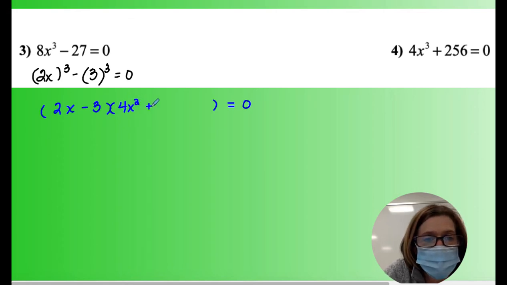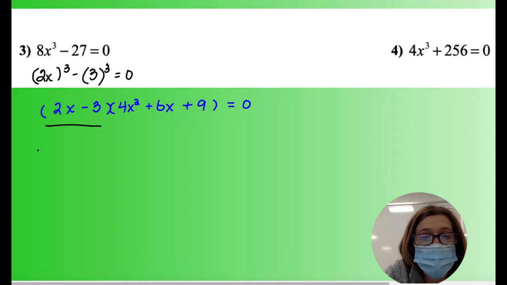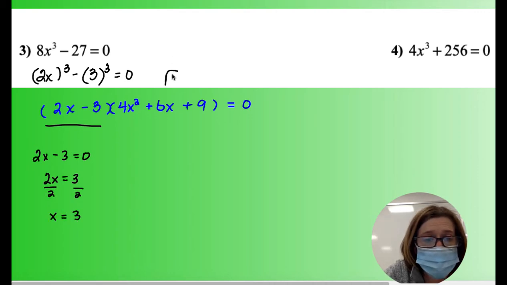All right, so if I use the difference of cubes, this would become 2x minus 3, and then 4x squared plus 6x plus 9. Okay? All right, now we talked about this in class. This is a linear factor, so I can set that equal to 0 and solve. Okay, so that's going to give me 2x equals 3, and then I'm going to divide by 2. So I have x equals 3 halves.